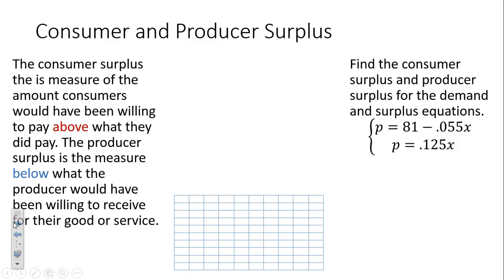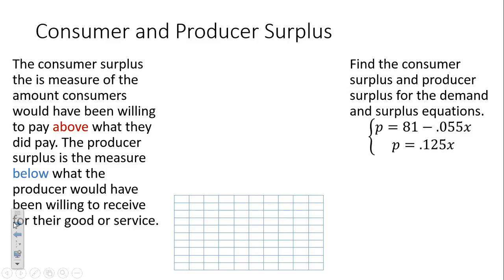The producer surplus is the measure below which the producer would be willing to receive money for their goods. So they're saying, hey, guess what? As a company, I'm making money on the iPhone at this price. I could still make money at this point and would be willing to sell it for this price. We're trying to find that equilibrium point, that balance between the two.